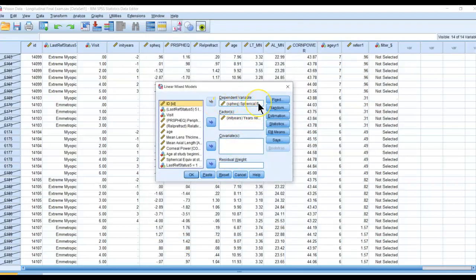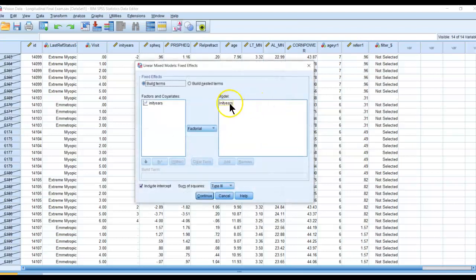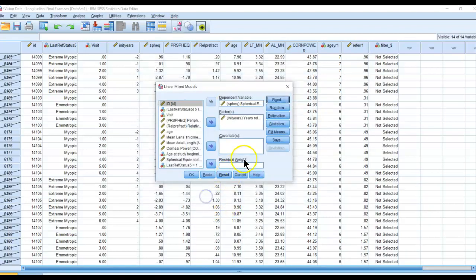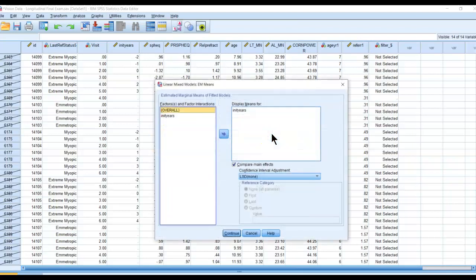Our dependent variable is spherical equivalent. We have our factor is init years. We have to put in the model, which in this case is very simple, it's just init years. We want to look at the statistics, in this case mostly for illustration purposes, so it's going to estimate the parameters for the fixed effects. And we want to calculate the means of the init years.